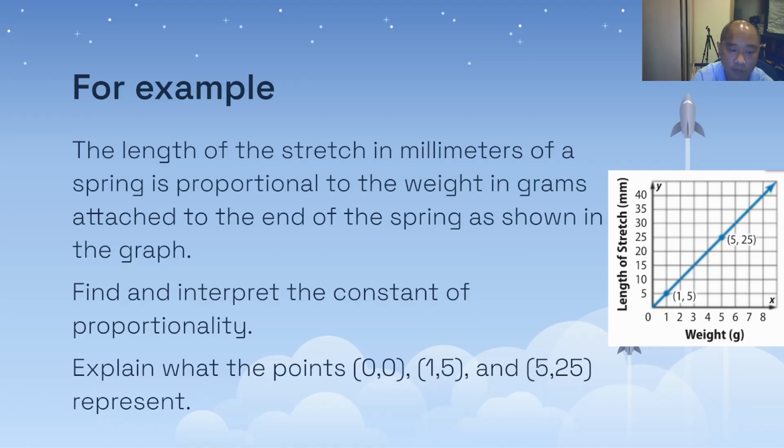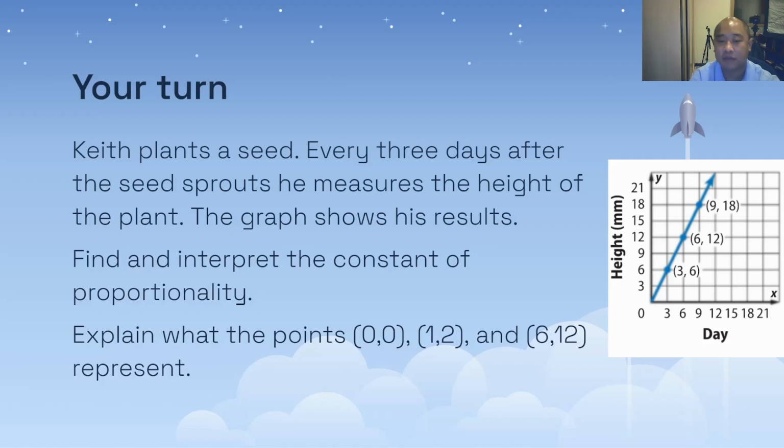Okay, your turn. Keith plants a seed. Every 3 days after the seed sprouts, he measures the height of the plant. The graph shows his results. Find and interpret the constant of proportionality. Welcome back. Okay. So the constant of proportionality, r, is whatever it is at 1, right? And so if we divide both of these by 3, then we get 2. 2 is our constant of proportionality.